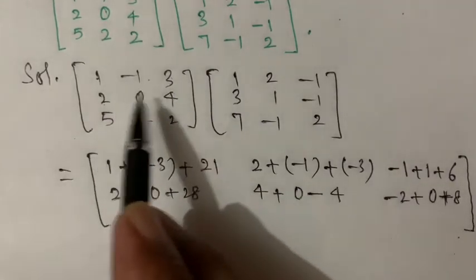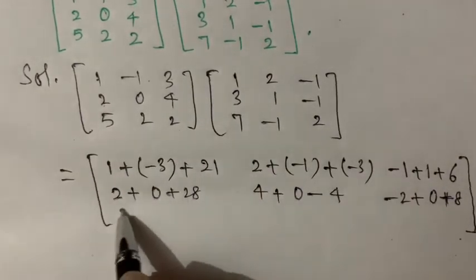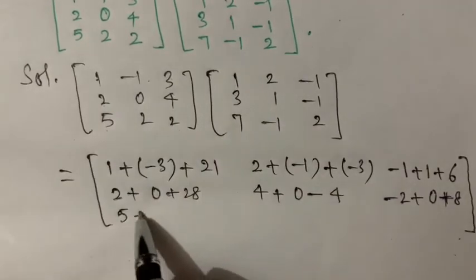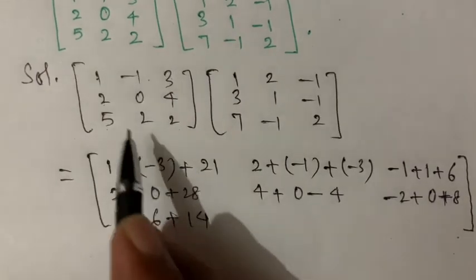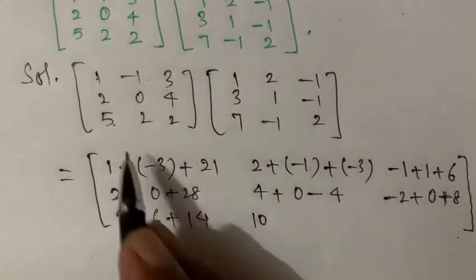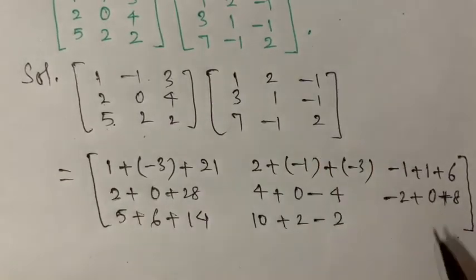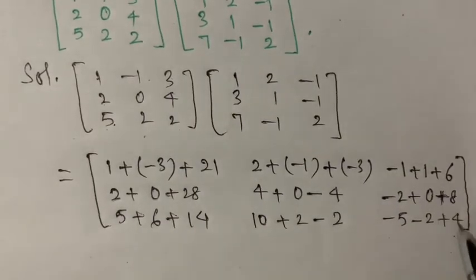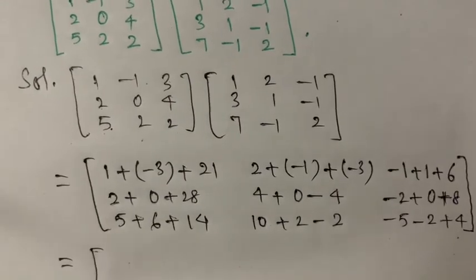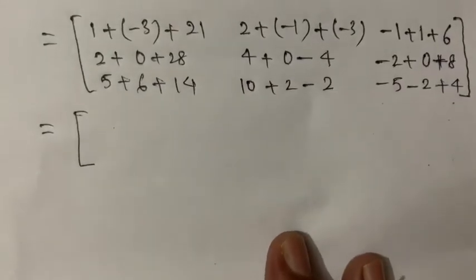Now we don't have more columns. Then we will move to the third row, and it will be 5 into 1, 5, plus 2 into 3, it will be 6, plus 2 into 7, it will be 14, 5 into 2, 10, 2 into 1, 2, and 2 into minus 1, minus 2, 5 into minus 1, minus 5, 2 into minus 1, minus 2, plus 2 into 2, 4. Then we will add them as we simply add the numbers.